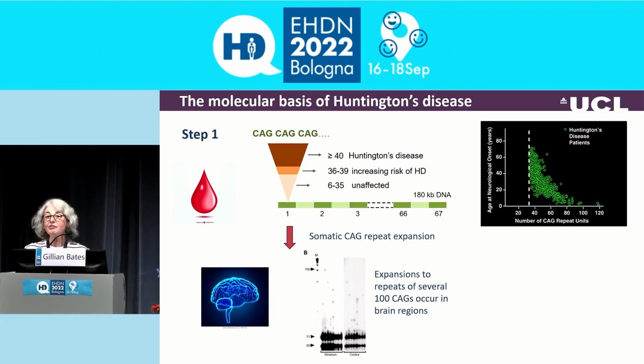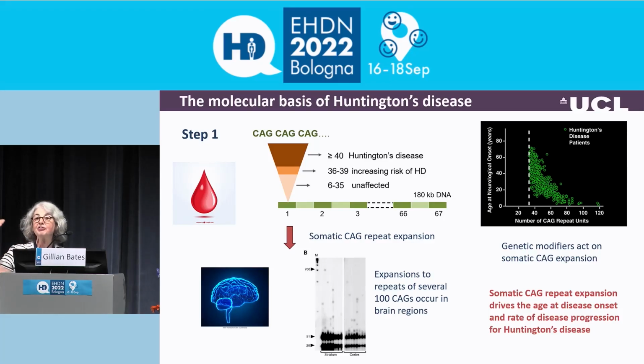Some really insightful work over the last few years from Jim Gusella and Leslie Jones' labs and Sarah Tabrizi's labs has given us an idea of what some of these factors that influence the age of onset might be, called genetic modifiers. CAGs further expand from what's measured in blood, and that drives the age of onset of the disease and the disease progression.